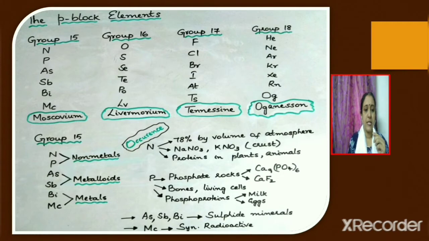Phosphorus is present in phosphate rocks. It is present in the form of calcium fluoride and Ca9(PO4)6. Phosphorus is present in bones as well as in living cells. It is also present as phosphoproteins in milk and eggs. Arsenic, antimony and bismuth are present in the form of sulfide minerals. Moscovium is a synthetic radioactive element.